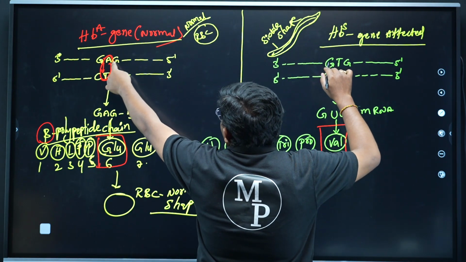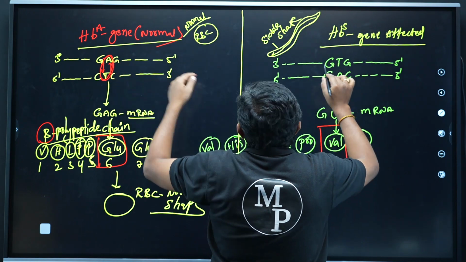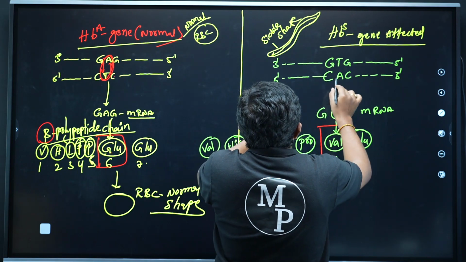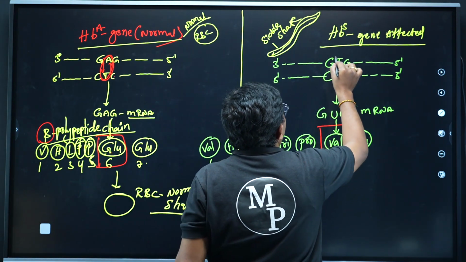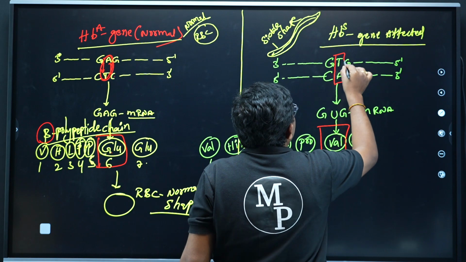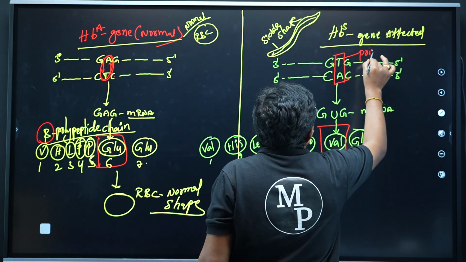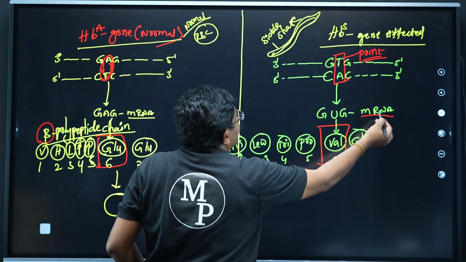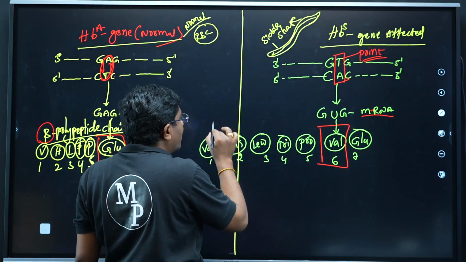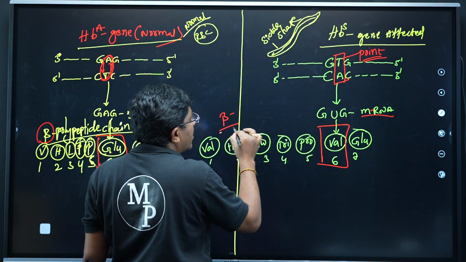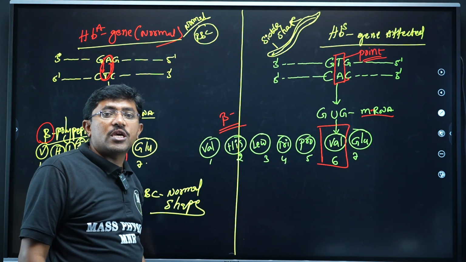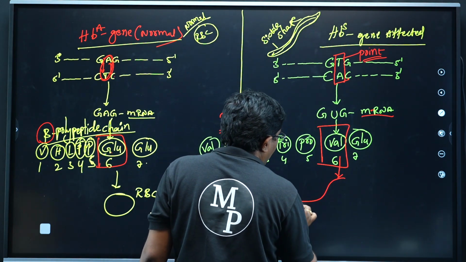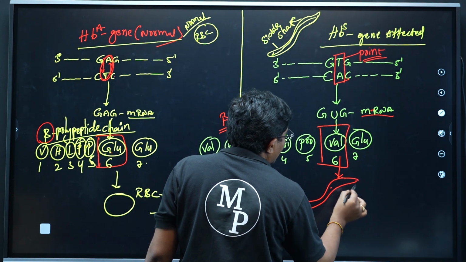See, here GAG is there, but here GTG is there, and here CTC is there, here CAC is there, opposite transcription. So by changing the single point, what happened? The GUG mRNA transcription occurs, thereby the beta polypeptide chain amino acid structure is also changed. It leads to the formation of sickle cell anemia.